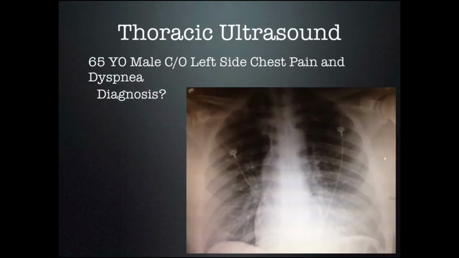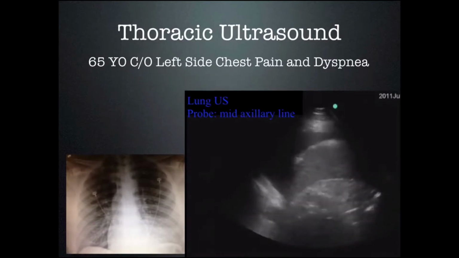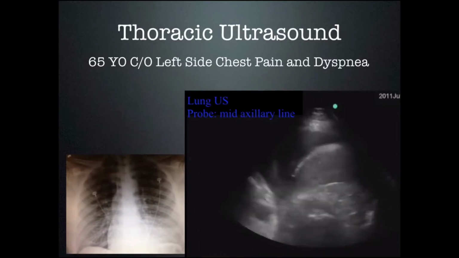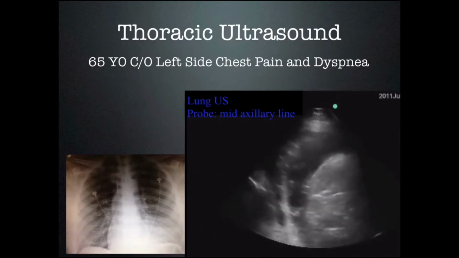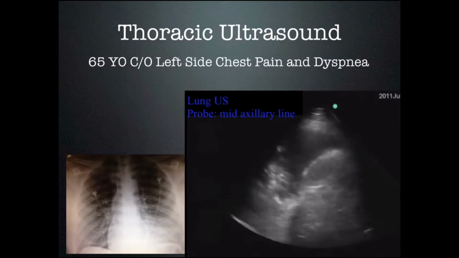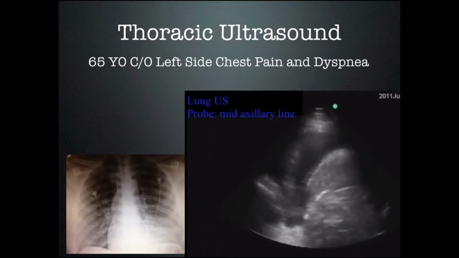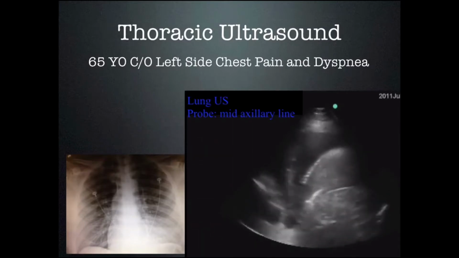So here's their X-ray. Can you make a diagnosis from this X-ray? There are several things wrong with this X-ray, but making a diagnosis is a little bit difficult. So let's do our ultrasound. So we place our probe in the mid-axillary line on the left side, and we can see this pleural effusion. We can see the lung floating in it, so we have made one diagnosis. It is a not airy picture, pleural effusion.